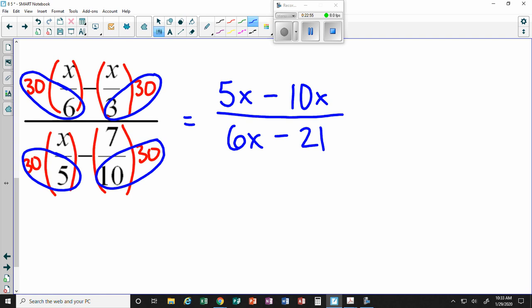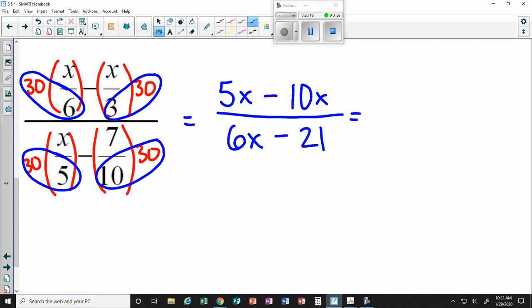Everybody see that? So now I got rid of all the fractions. I only have one single fraction instead of having 4 fractions inside of another fraction. So we came up with the least common denominator and multiplied everything by that. I got rid of all those fractions. So now I'm just going to simplify this.